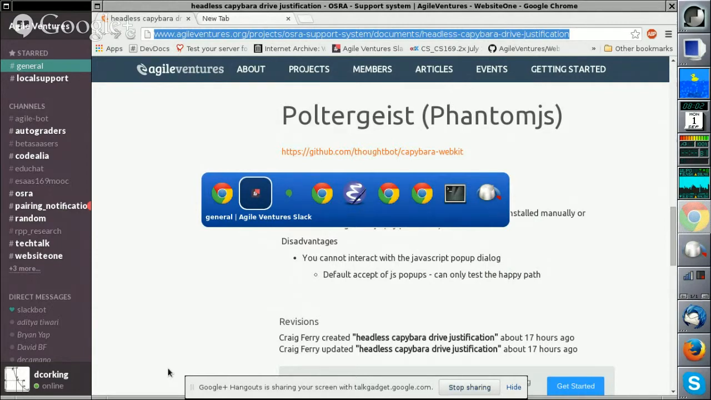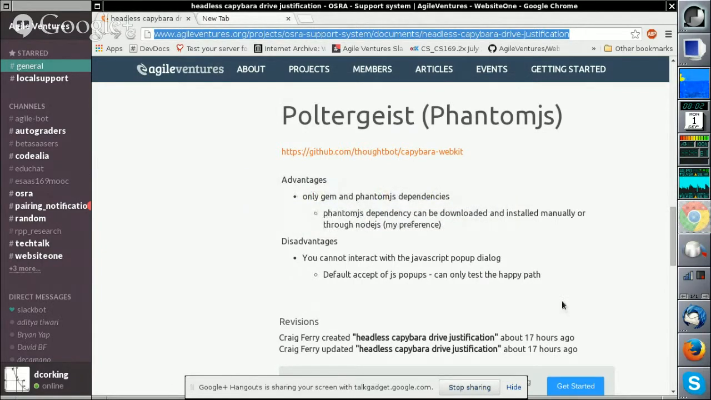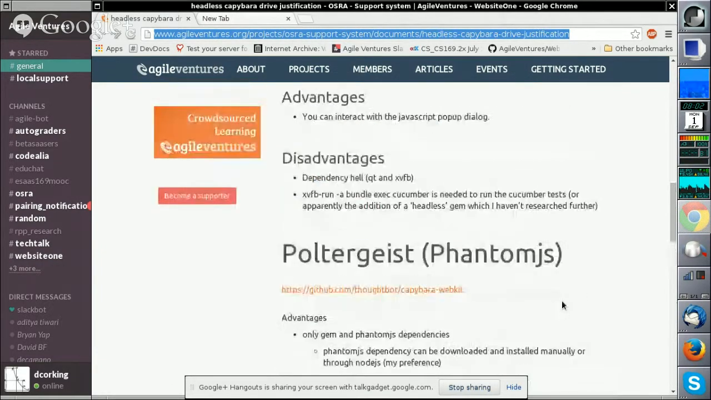So, Poltergeist and Phantom.js. I have not. I think maybe you've pasted the wrong link in here. But I have. I'll go and fix that. Is Poltergeist a new name for Phantom.js? I think Phantom.js is the library. Poltergeist is the gem that piggybacks and sorts that all out for Capybara. If that makes sense. Right.